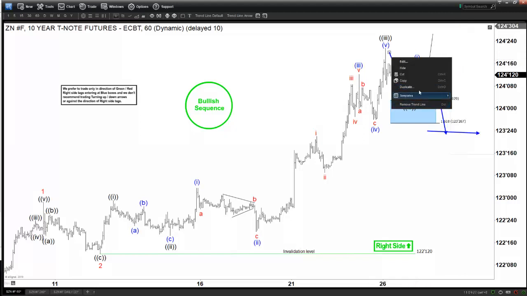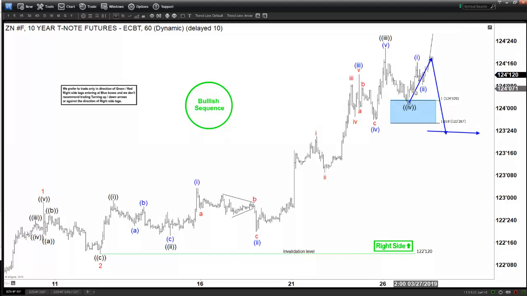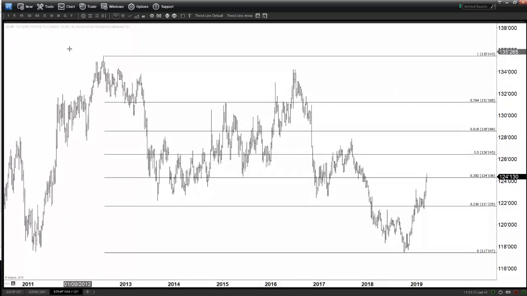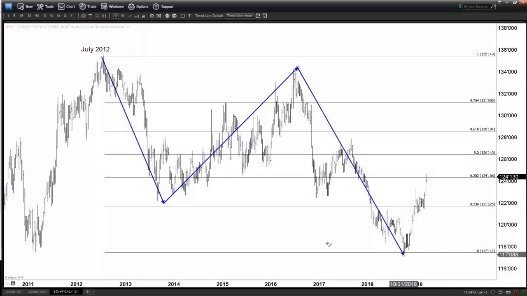Now looking at the higher degree, if I take a look at the weekly chart over here, we can see that 10-year notes has been declining since 2012. That's a long time ago. July 2012, right? And you can see the decline here is in 3 swings so far. 1 2 3.